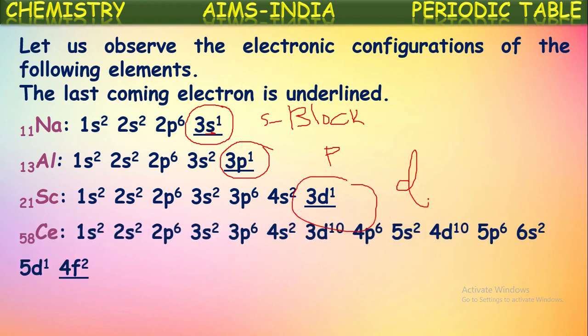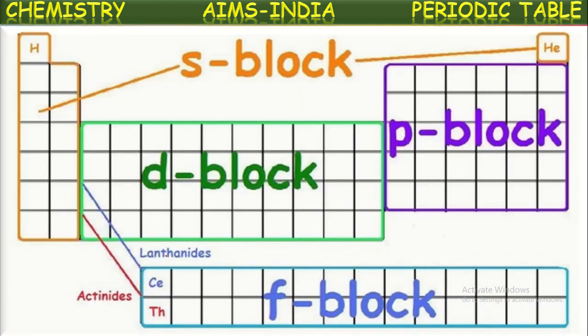Now let us see the fourth one, cerium, whose atomic number is 58. If the electronic configuration is written for this 58th element, its last or differentiating electron is present in the f orbital or f subshell. So it is an f block element. See here, the differentiating electron is present in the f subshell. So it is an f block element. Got it? So this is the overall classification of elements into four blocks.